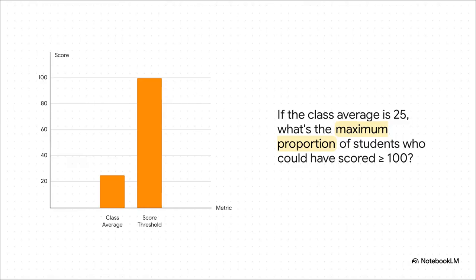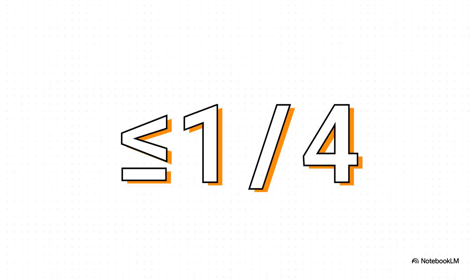So here's a classic example to show you what I mean. Let's say there's an exam. It's graded out of 100, and the only thing we know is that the class average was a 25. Now, without seeing a single person's score, can we figure out anything about how many students got a perfect 100? You bet we can. Markov's inequality gives us a hard limit.